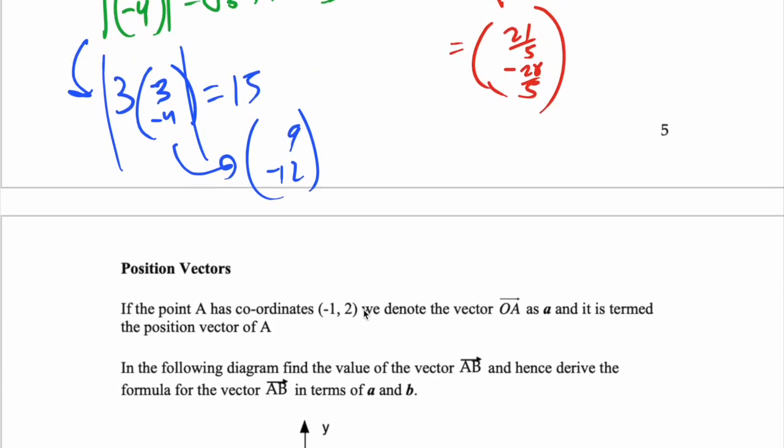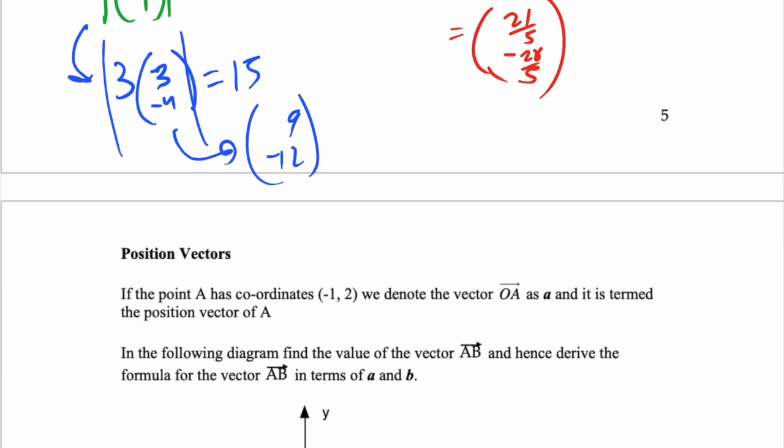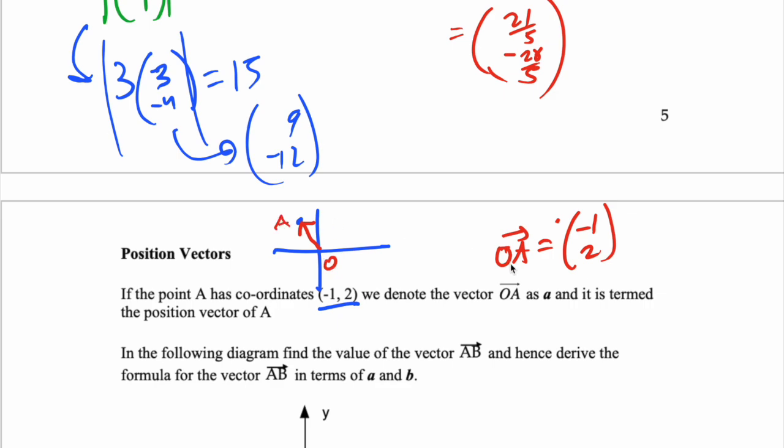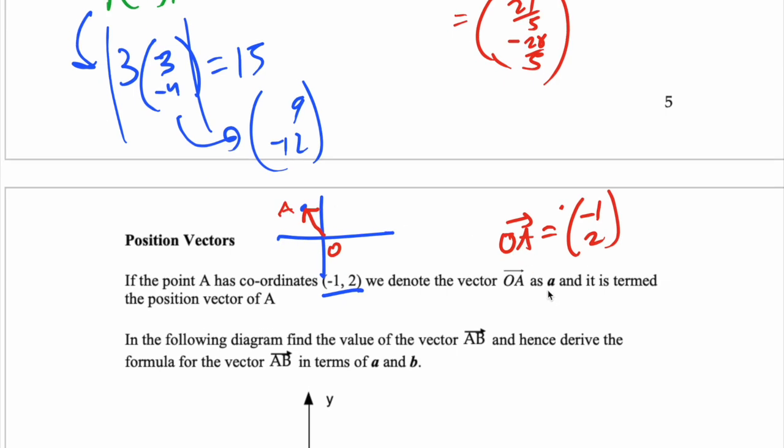Okay, position vectors. You can write coordinates of points as a position vector. So the point -1, 2 is here. The vector to get to that point is like that, and obviously it is just going to be written as -1, 2. Okay, so we write it as OA because we go from the origin, which is O, to A, and it's written like that, or a little lowercase a.